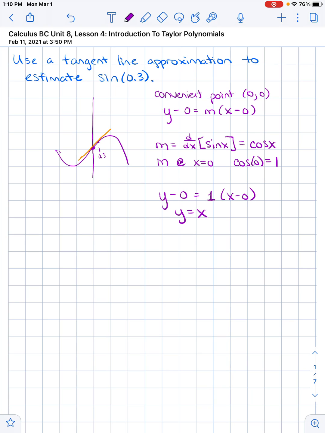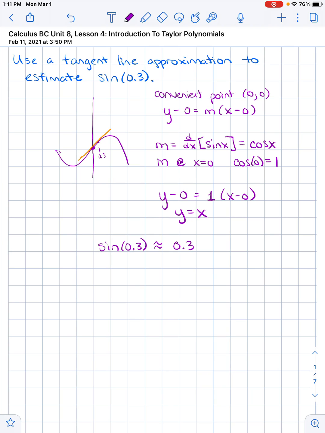So the question then said, though, use the tangent line to approximate or to estimate the sine of 0.3. So we would say that the sine of 0.3 is approximately found by plugging 0.3 into the tangent line that we found. So that's 0.3. All right, so that's a blast from the past. That's the tangent line approximation, writing an equation of a line that's really close to that curve that can help us find other values on the function near that point.